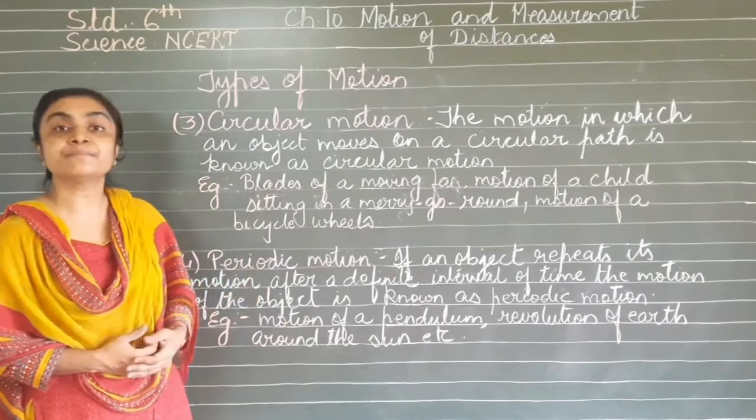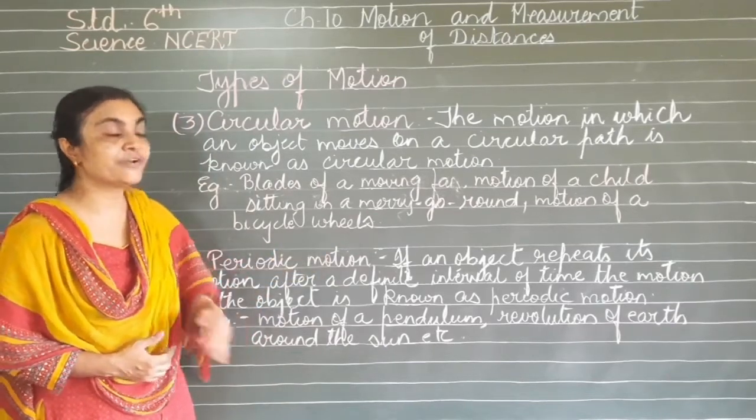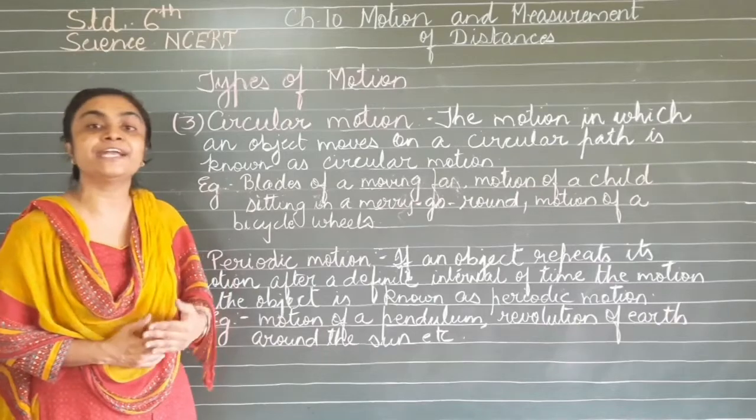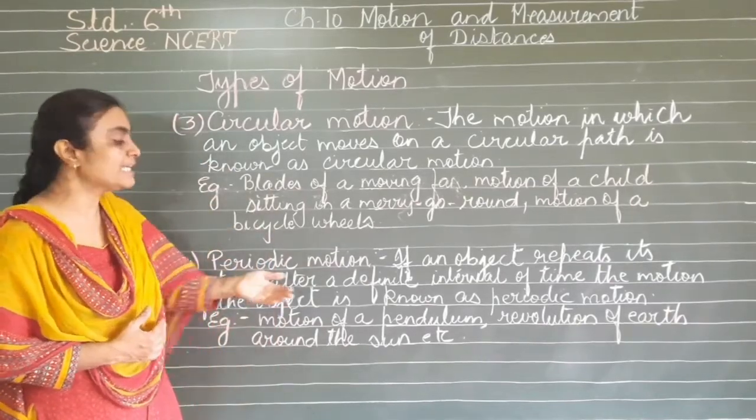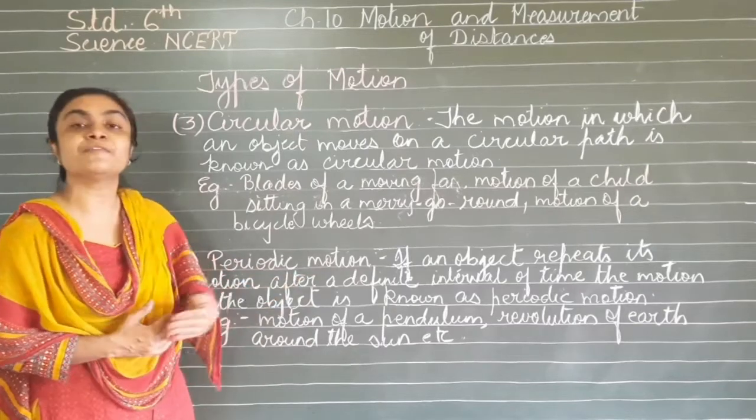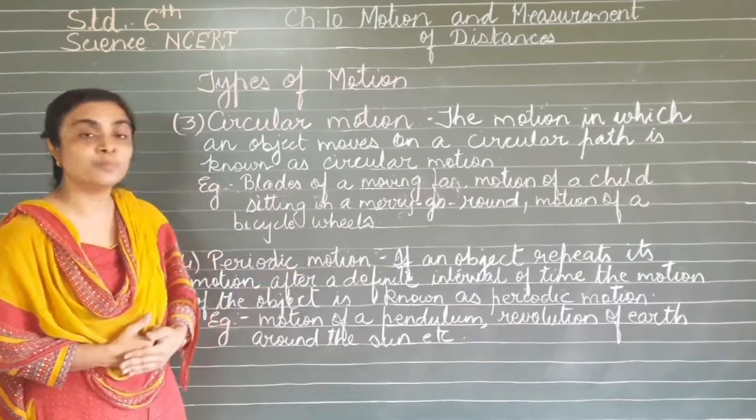Next, the fourth one is periodic motion. If an object repeats its motion after a definite interval of time, after a fixed time again it repeats its motion, then that type of motion is known as a periodic motion.